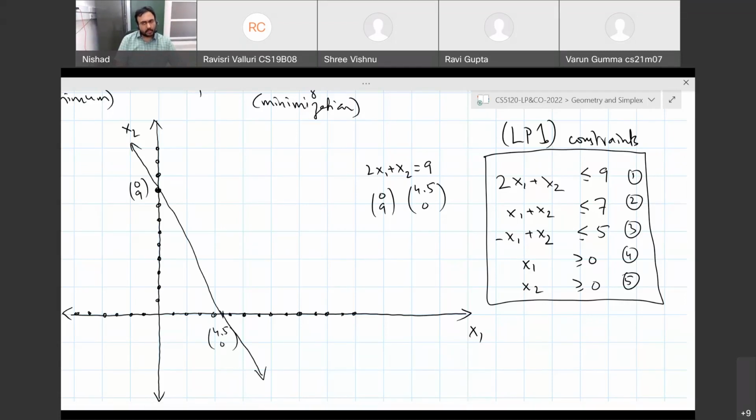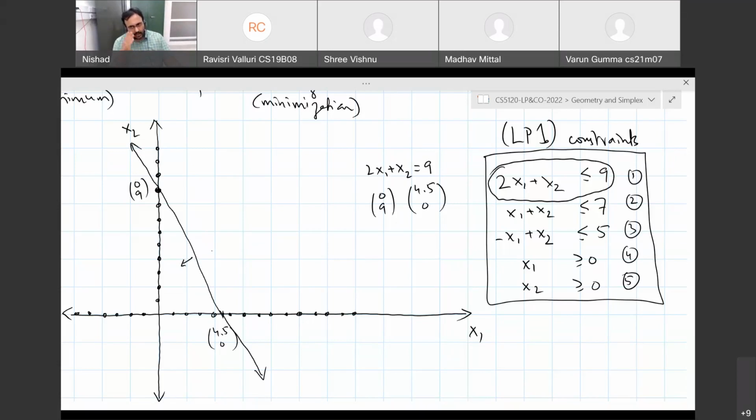But what about the actual constraint, which is a less than equal to and not an equation? Can someone tell me which are all the points in this plane that satisfy this constraint? Below this line. You mean in some sense to the left of this line. Right. So this line breaks the plane into 2 parts. And all the points that are to the left or to the side of the arrow that I've drawn, those are all the points that satisfy the first constraint. Okay.